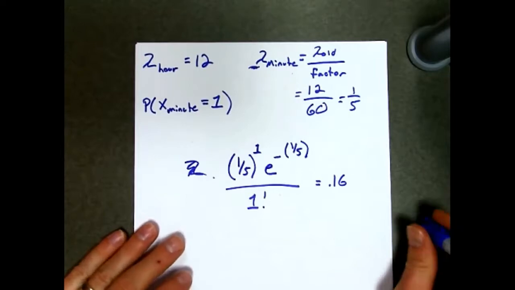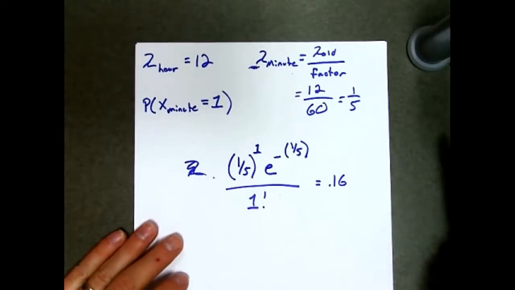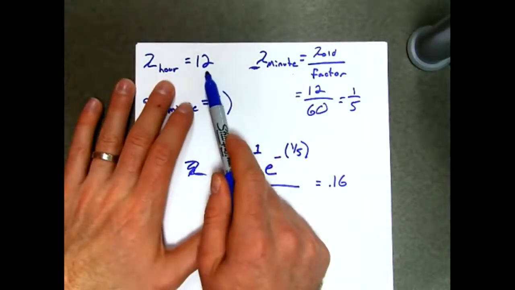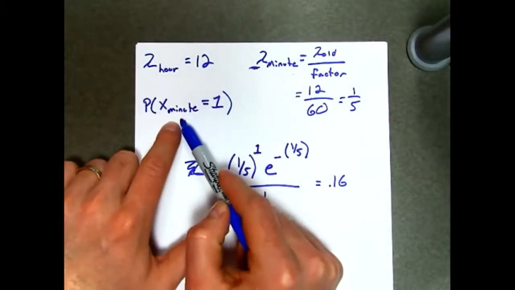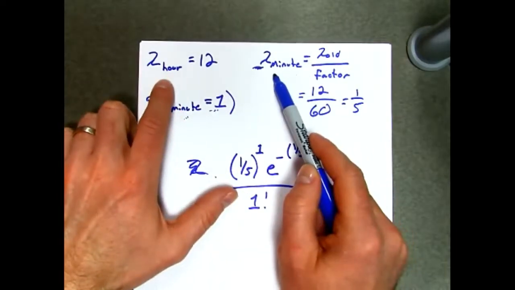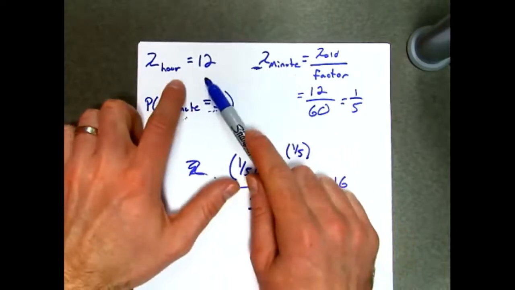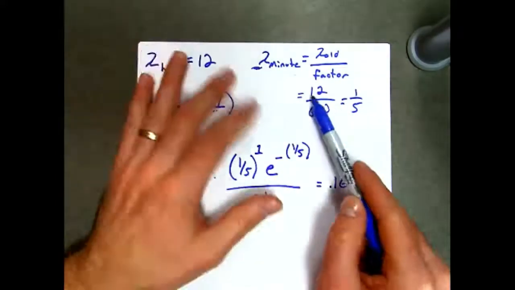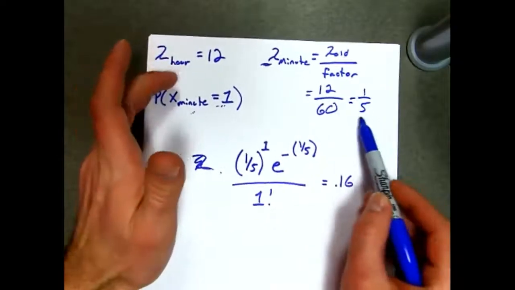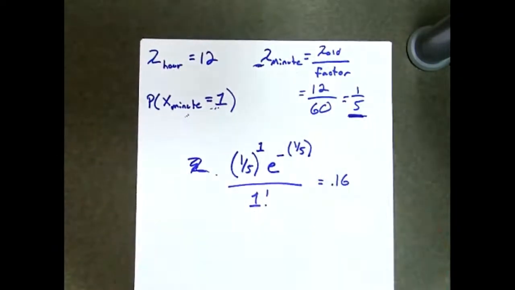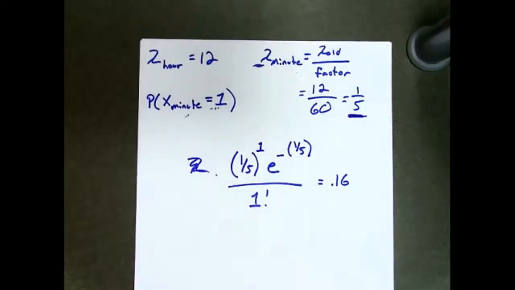Any questions on this one? The original average we were given was 12 an hour. Because I was trying to find the probability of a certain number of successes in a minute, I had to come up with the average rate per minute. So if I know the average rate over an hour is 12, the average rate over a minute would just be 12 over 60, right? Because there's 60 minutes in an hour. And that's my average rate every minute, or my lambda.